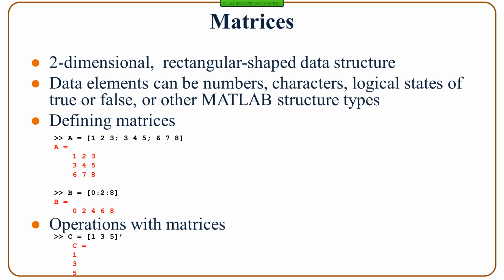We use the square brackets to define matrices. Between elements on the same row, we can either use spaces or comma. When you want to separate to the next row, we use a semicolon. As we can see here, between elements on the same row, here we have spaces, and when we need to separate to the next row, we use a semicolon.